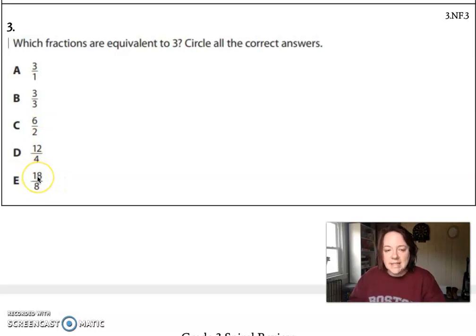So can 18 be divided by 8? Nope. So we know E is not correct. Can 12 be divided by 4? It can. So 12 divided by 4 is 3. So 12/4 is 3. And I'm going to draw a little number line to show you.